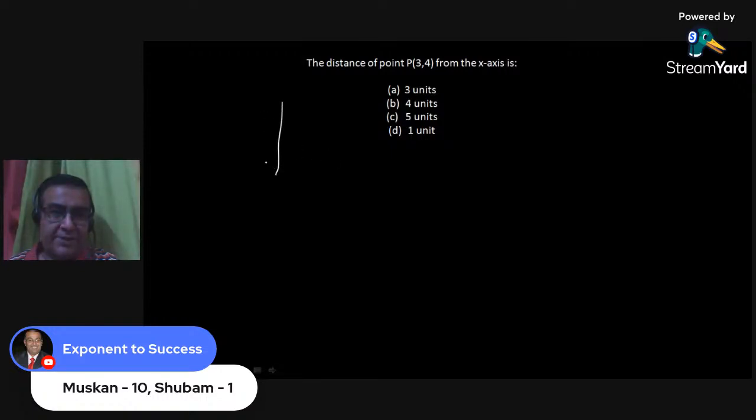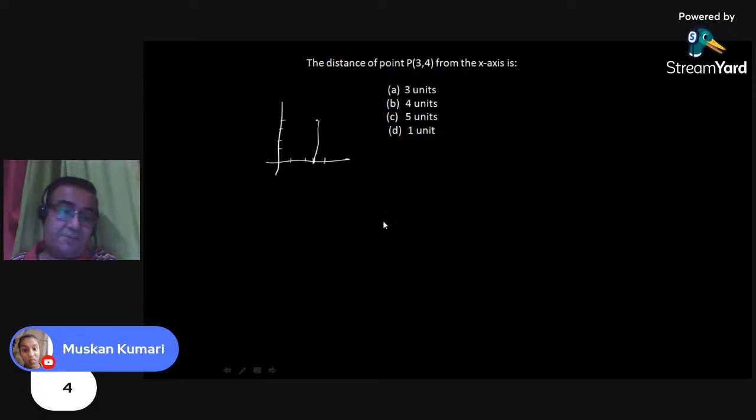Where are the points 3 comma 4? 1 2 3 4. 1 2 3 4. So 3 comma 4 would be somewhere here. Distance from the x-axis, 4 units. Very good, very good. 4 units. That's correct, because from the x-axis you don't have to find from the origin. It's only from the x-axis. So just drop a perpendicular to the x-axis, and that is the distance. So basically this y height is the distance. So that is 4 units.